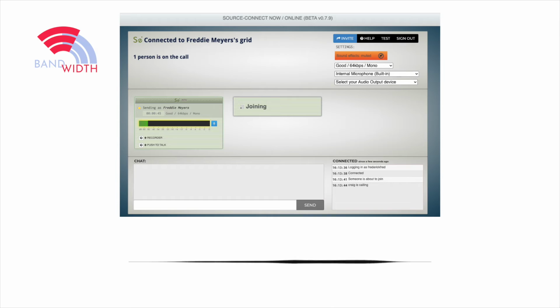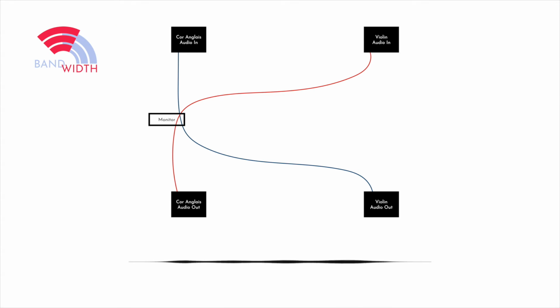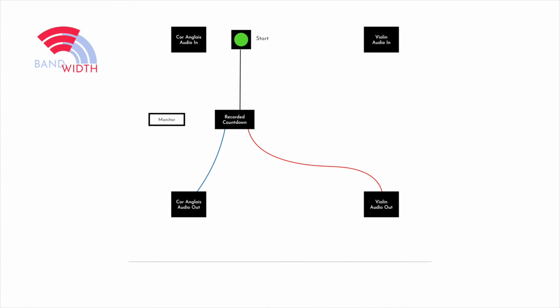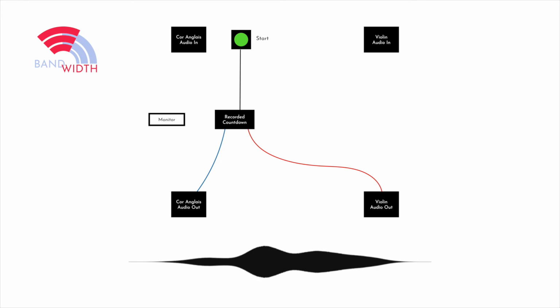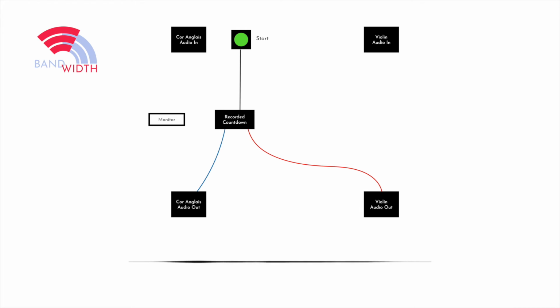The recording session was run through Source Connect Now, an internet-based audio application. In Max, there is a built-in monitor which we use when we're not playing so that we can hear each other normally. By pressing the start button, the project is triggered. This plays a recorded countdown. 5, 4, 3, 2, 1. When the file finishes, this turns on the recording to the buffers.